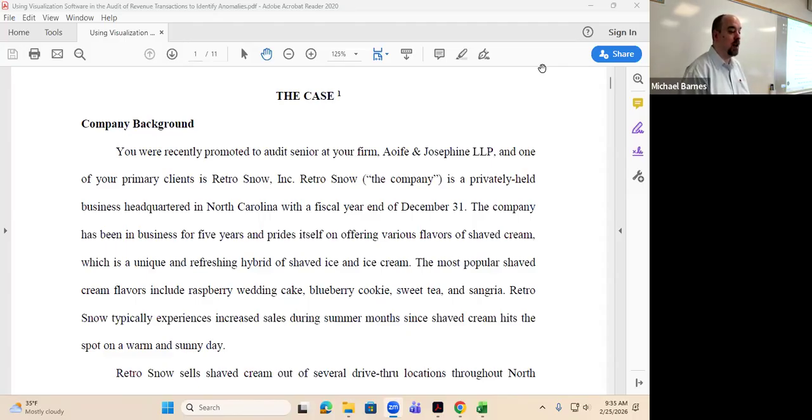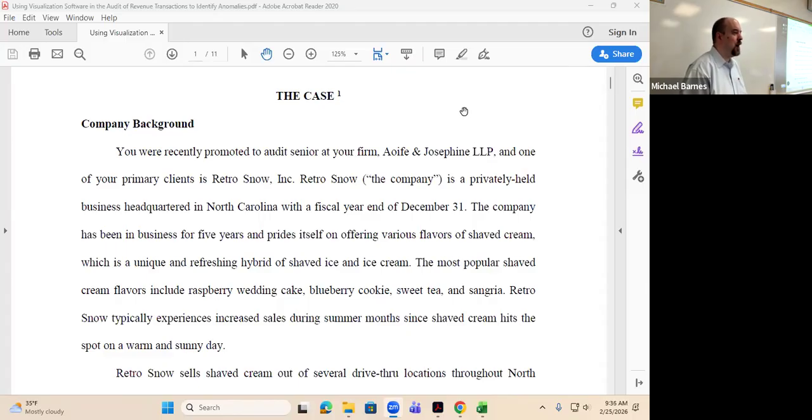So this is out of North Carolina, and they had a fiscal year end and normal year end. And they're talking a little bit about some of their products. The most popular shaved ice cream flavors included raspberry wedding cake. Is it supposed to be raspberry comma wedding cake, or is it actually raspberry wedding cake? Has anybody ever had a raspberry wedding cake? I don't know.